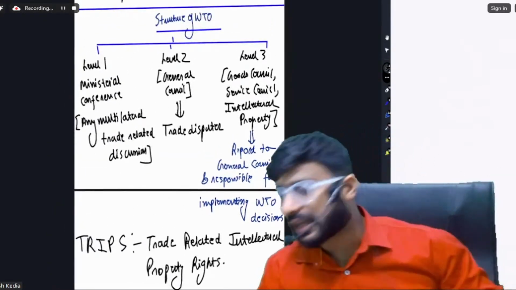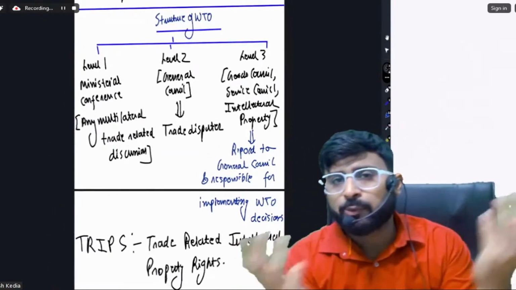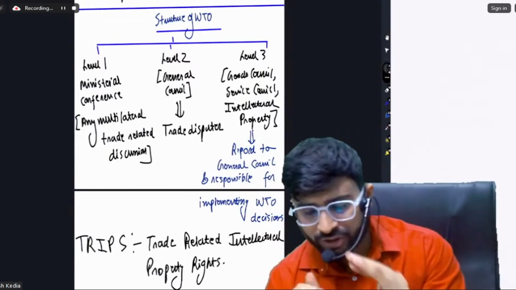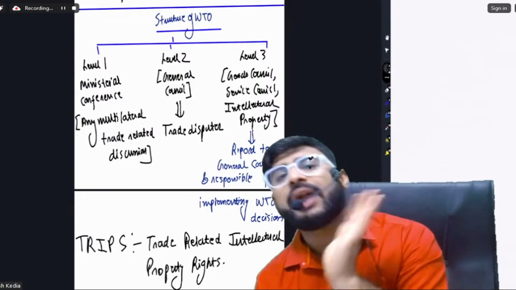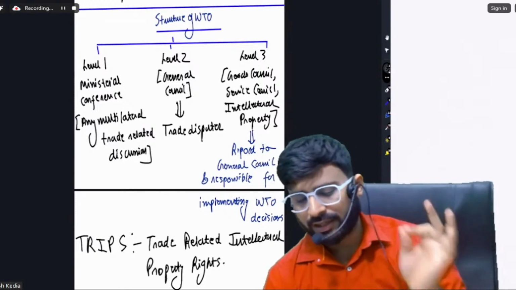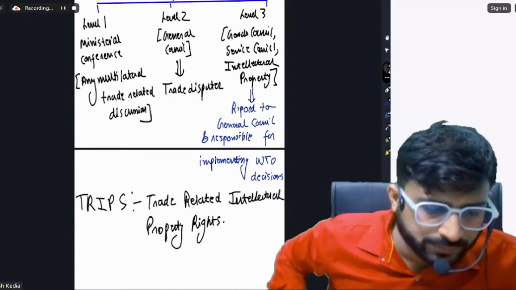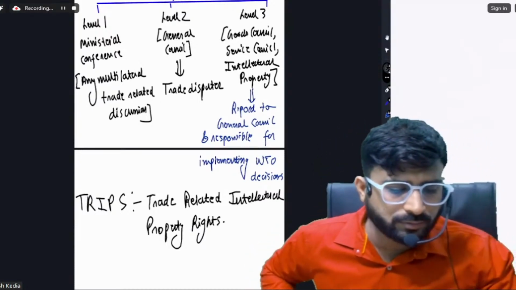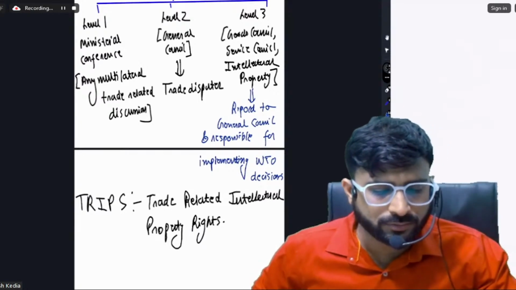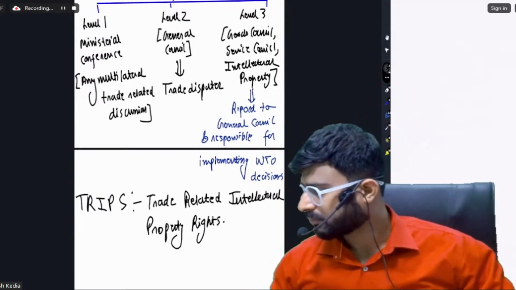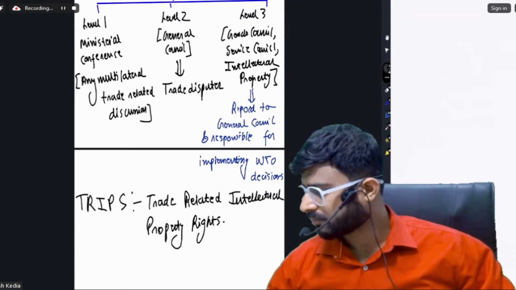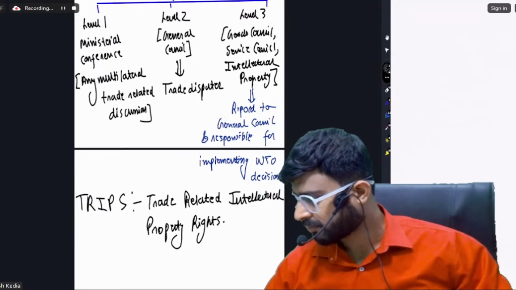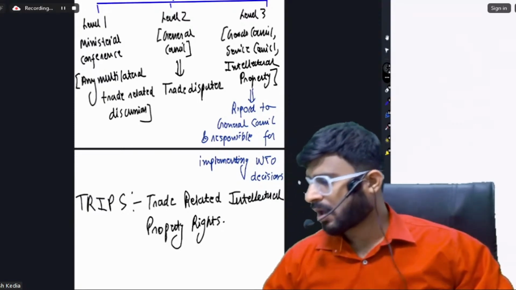So friends, how many important levels of WTO are there? 3. WTO का important levels कितना हुआ? 3. Level 1 ministerial, level 2 general, level 3 goods council, service council and intellectual property. Is that clear friends? Yes or no? Okay, great.